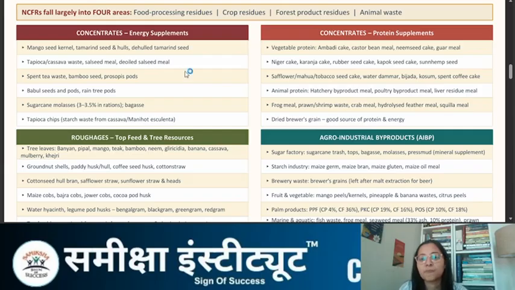Then sugarcane molasses 3 to 3.5%, tapioca chips, etc. Then secondly, as protein supplements, vegetable protein supplements, the cakes and meals basically, ambadi cake, then castor bean meal, neem seed cake, etc. Then Niger seed cake, karanj cake, rubber seed cake, all these are basically protein supplements. Higher crude protein will be present.